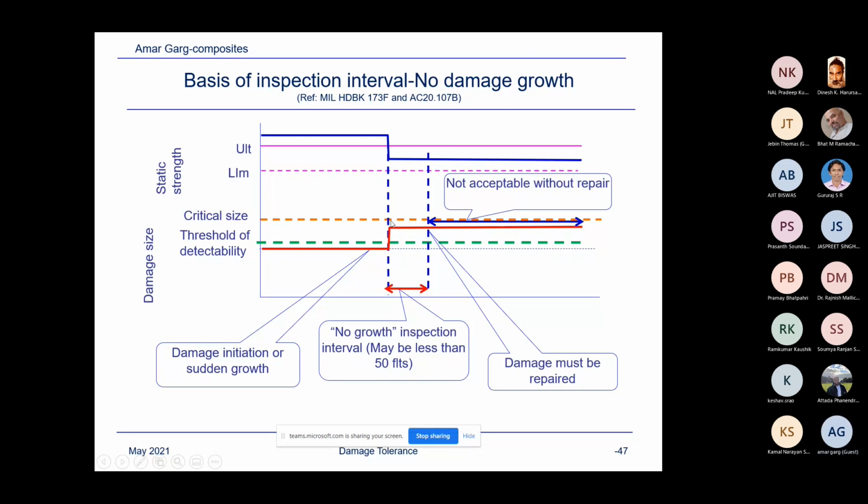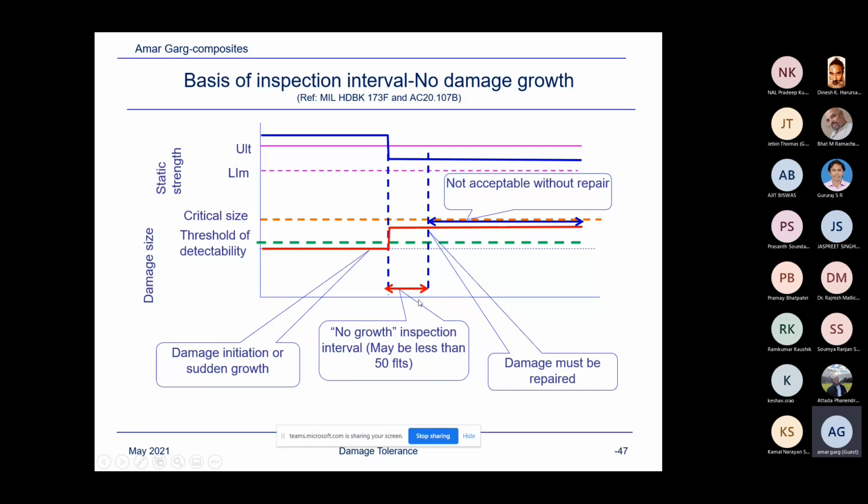That means here the residual strength will be limit load. So then sudden damage growth, there's residual strength reduction, which is shown by this one, of course, this is residual strength. Again, below ultimate. However, no growth inspection interval may be less than 50 flights. Now, I've just put an inspection interval. You are not having any inspection interval defined like 50 flights or 60 flights. I've just said here, this damage should be picked up during walk-around inspection within less than 50 flights, say. This is just an arbitrary figure I'm putting.